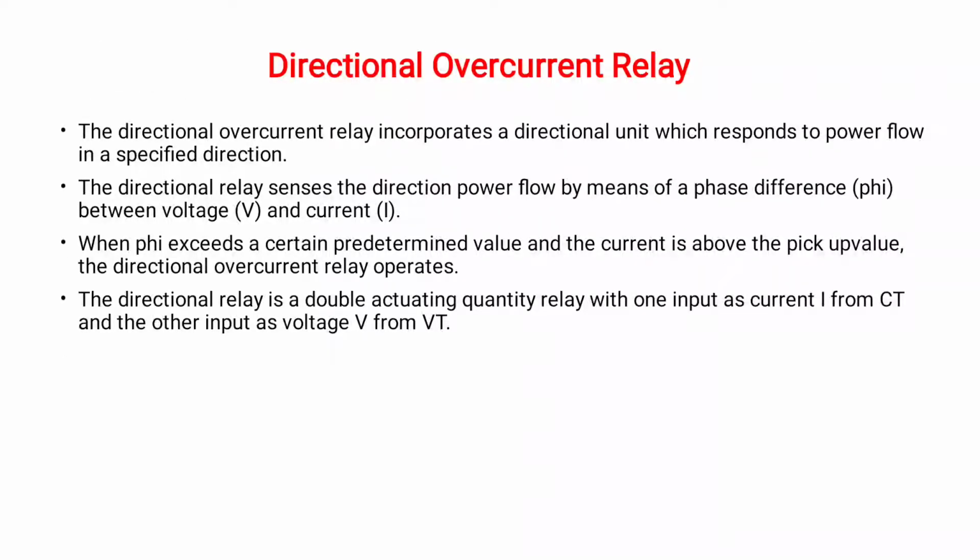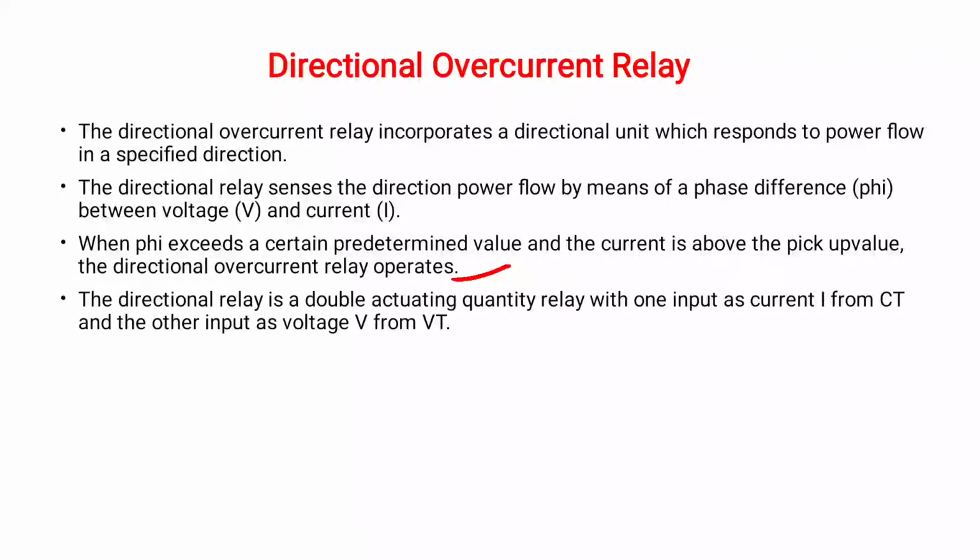Now we'll be looking at the directional overcurrent relay. The directional overcurrent relay incorporates a directional unit which responds to the power flow in a specified direction. A directional relay senses the direction of power flow by means of a phase difference phi between the voltage and the current. When phi exceeds a certain predetermined value and the current is above the pickup value, then the directional overcurrent relay operates.